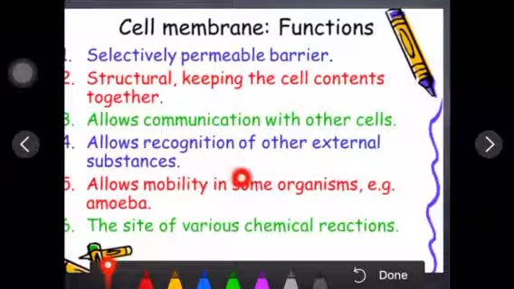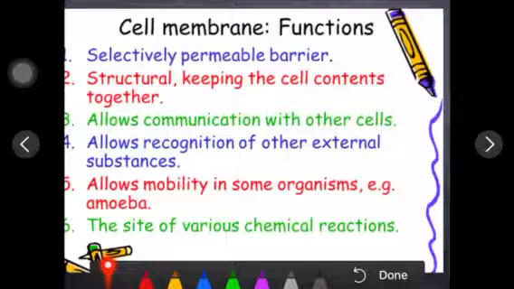Mobility means move. It is also the site of various chemical reactions. Various chemical reactions take place because it has a lot of chemicals like lipids and proteins. So various chemical reactions also take place under the cell membrane. These are all functions of the cell membrane.